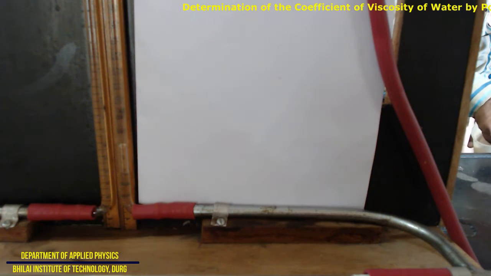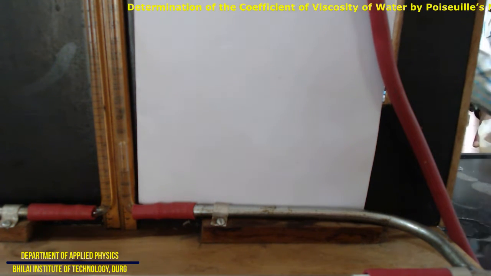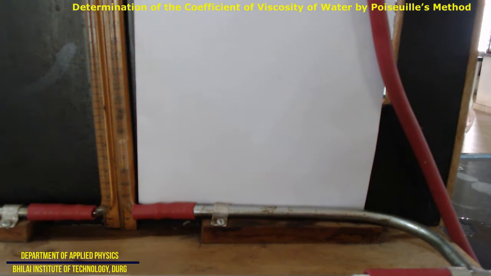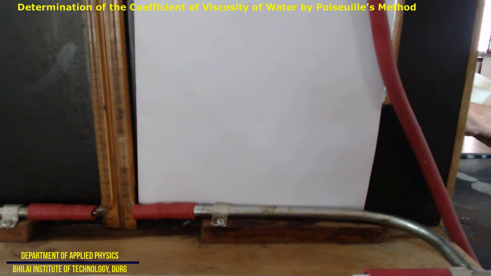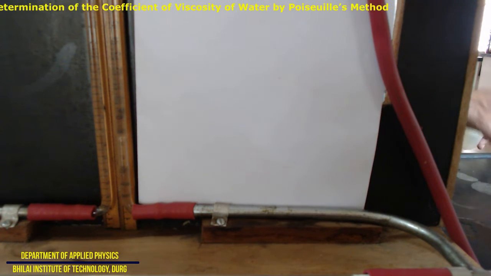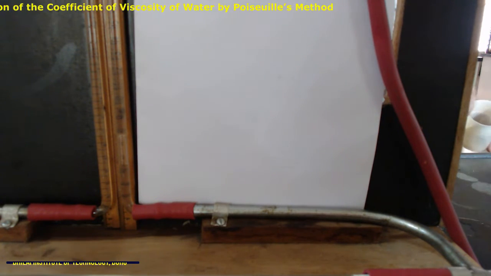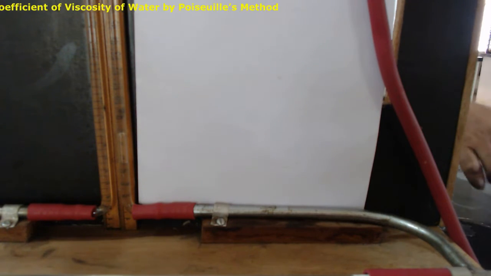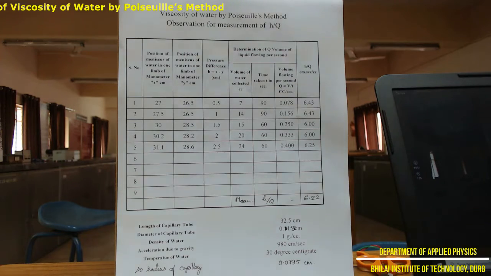So till the pressure difference for which the flow of the water remains in trickles, we are going to take the reading. So approximately 8 to 10 readings you are going to get in this experiment, and those 8 to 10 readings are going to be tabulated, and the tabulated readings are then used to calculate the viscosity of the water. So now let us see the readings taken in the experiment.